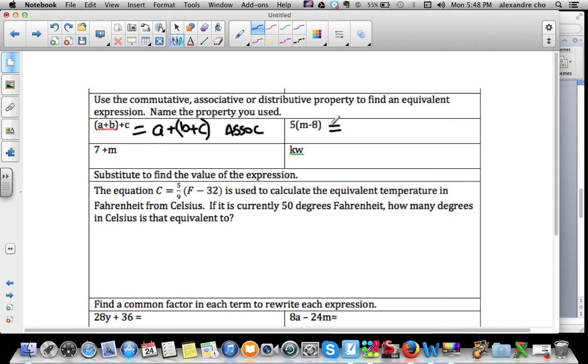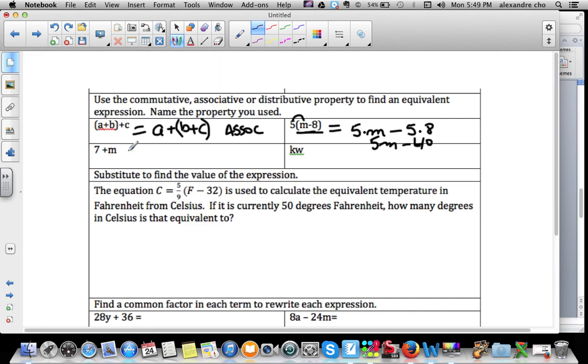Here, let's write an equivalent expression. Another way of expressing this, you can use the distributive property, which would be 5 times n minus 5 times 8. And this is simply 5n minus, and 5 times 8 is 40. So that is the same thing as this. Okay, they're exactly the same.